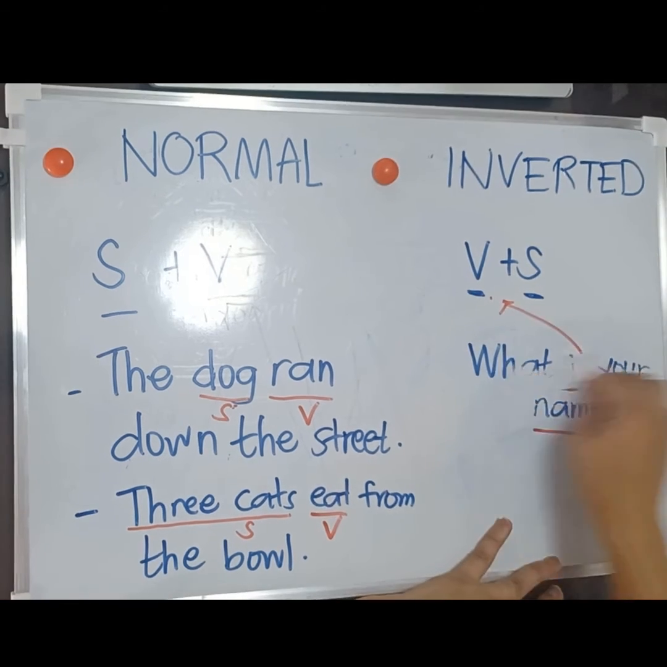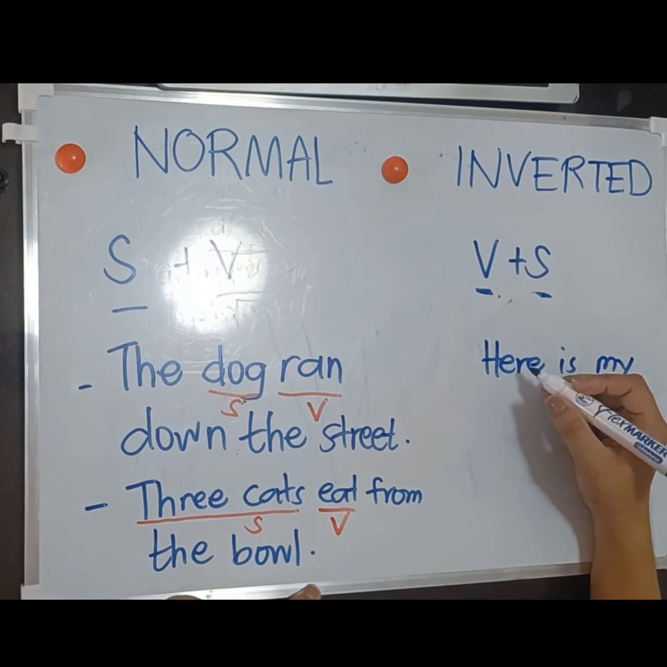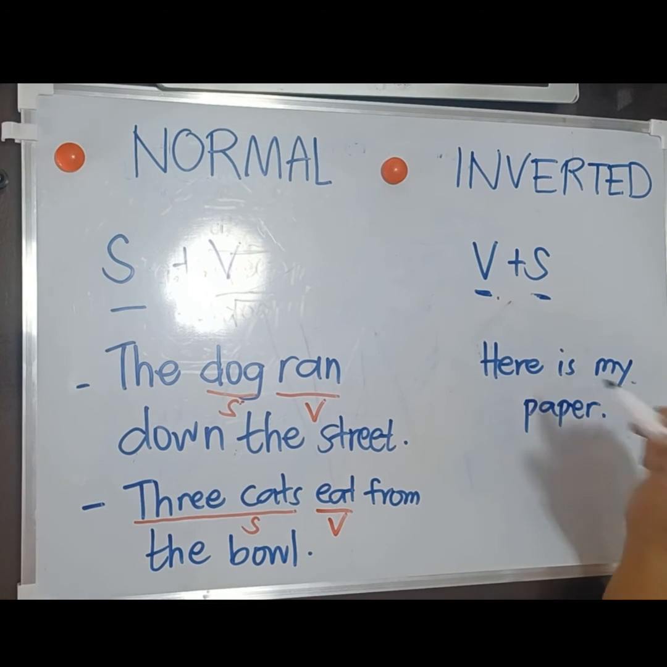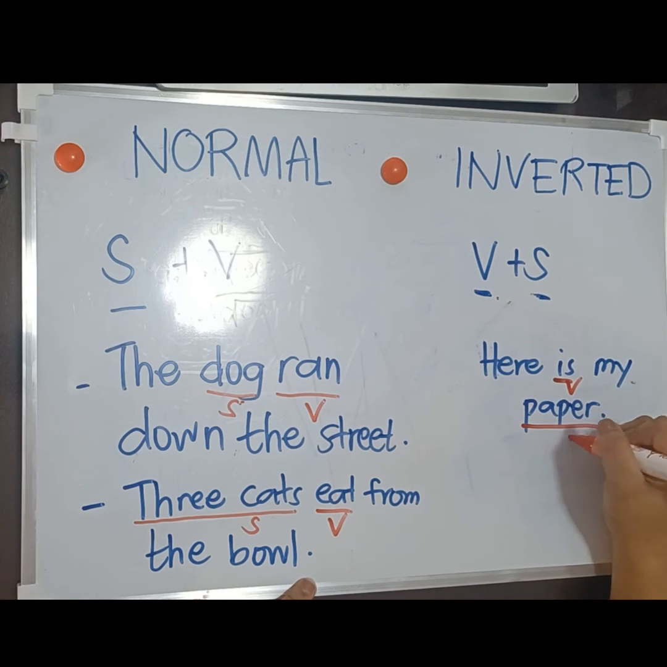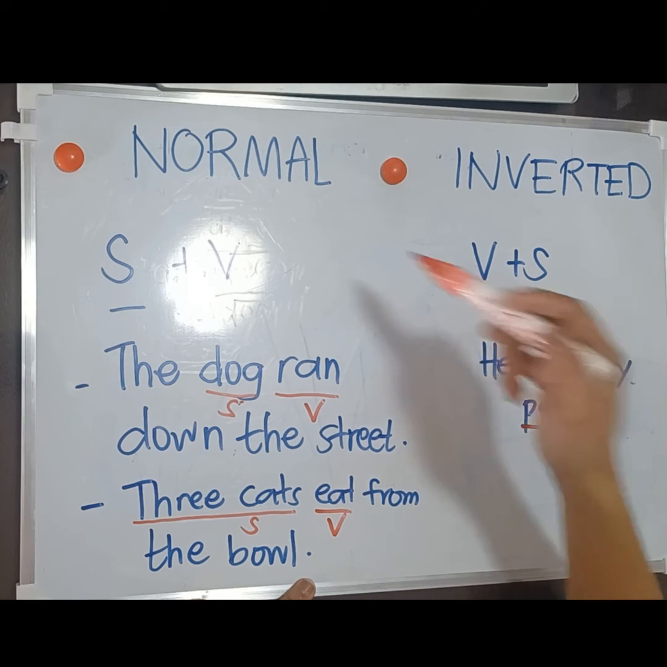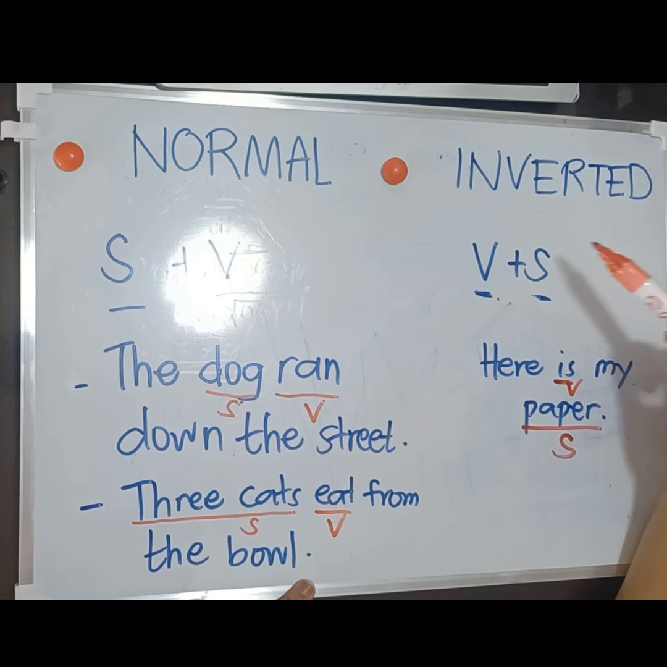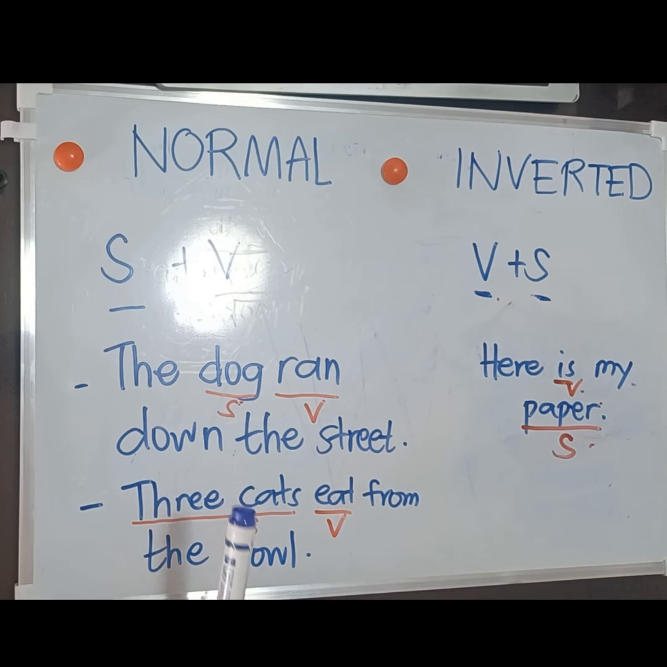Let's have another. Here is my paper. Here is not a subject. It is just an indication, like a sense of direction to where the paper is. Okay? Is is a verb. And the subject here in the sentence is paper, or my paper to be complete, the noun phrase. So, V then S. Does it follow the normal word order or the inverted word order, which is V plus S? Okay, very good. So V comes first and then S comes next to the verb. And so this is an inverted word order.